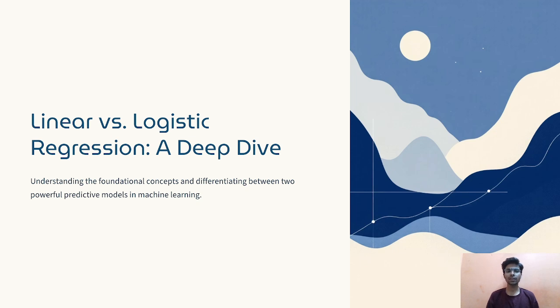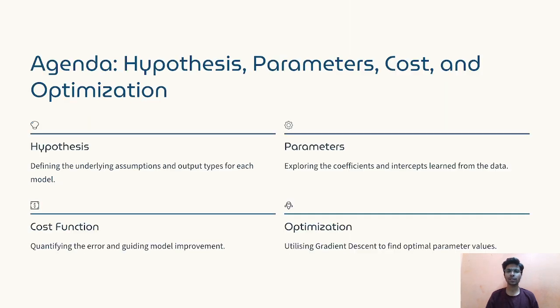We start with linear versus logistic regression, a deep dive. Understanding the fundamentals of the concept and differentiating between two powerful predictive models in machine learning: hypothesis, parameters, cost, and optimization.